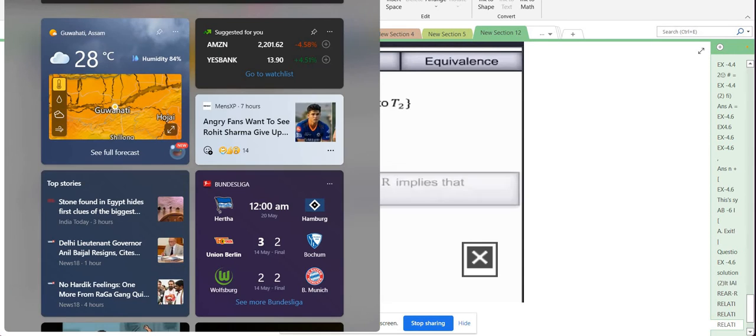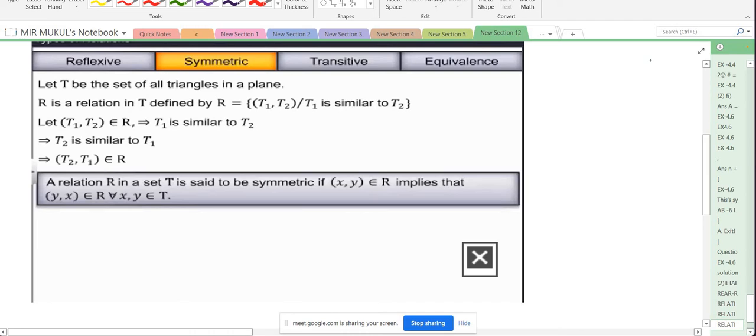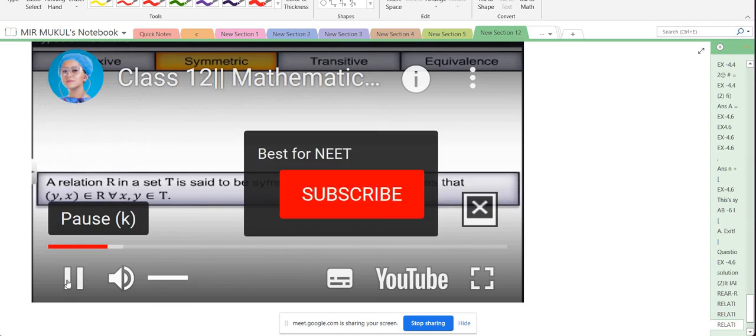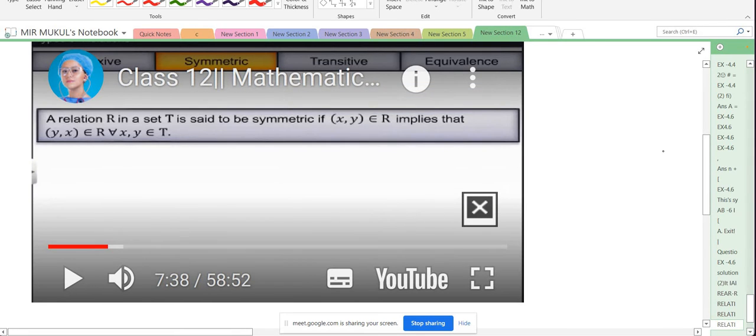Mathematically, a relation R in a set T is said to be symmetric if the ordered pair (x, y) belongs to R implies that the ordered pair (y, x) is also in R for all x and y in T. So, what did you understand of the meaning of this? Again, I'm explaining the meaning of this. So, the second type of relation is symmetric.